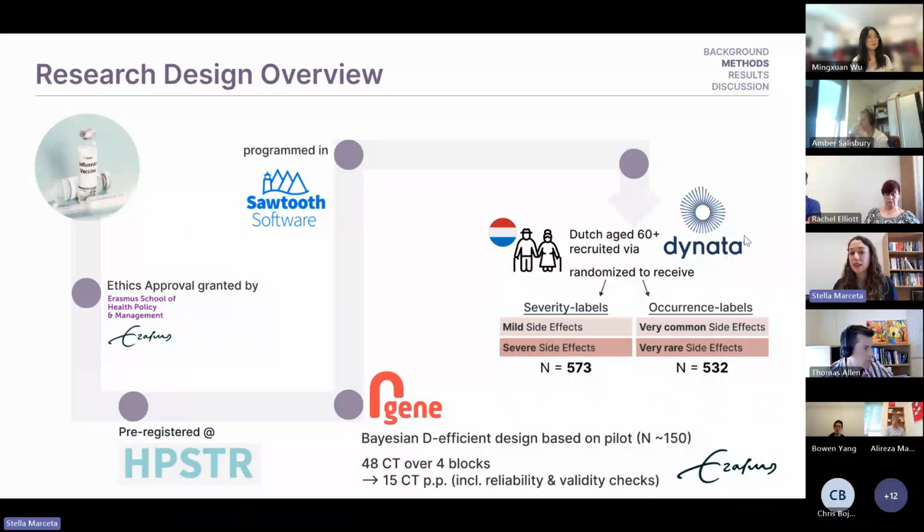We programmed and hosted this in Sawtooth and recruited participants aged 60 plus in the Netherlands. This was because these are the people who are invited to receive the flu vaccine yearly in the Netherlands via their GP. These were randomized to receive either the severity or the occurrence rate labels, and we had around 550 people per study arm.